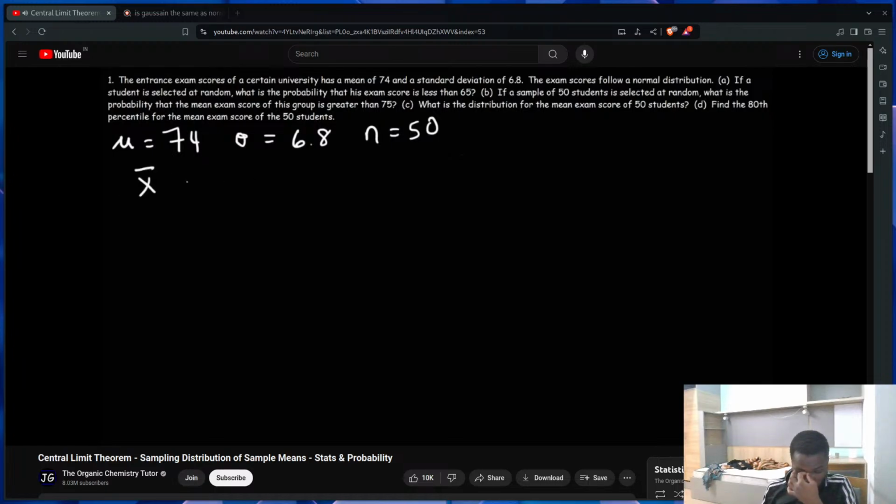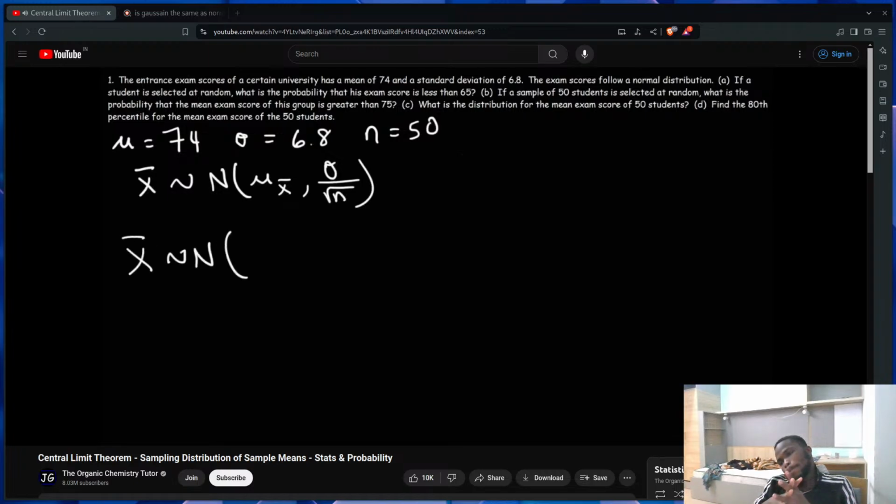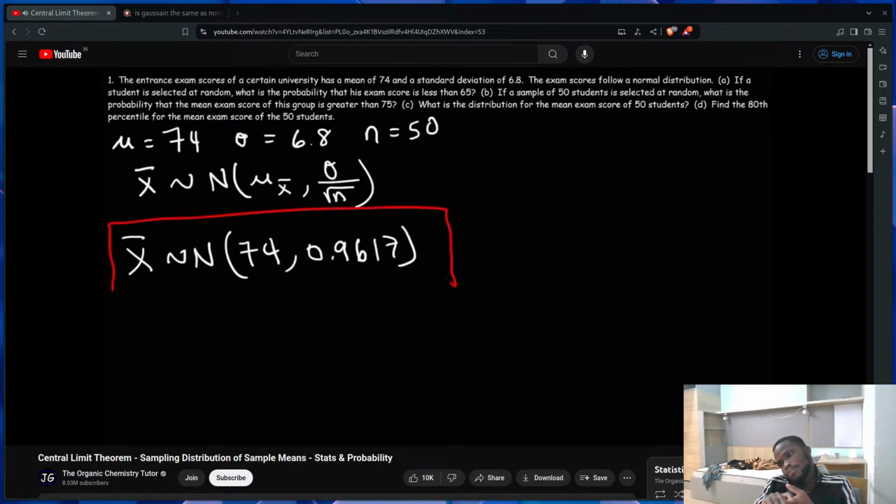So because we're dealing with the mean, it's going to be x bar. And it is a normal distribution. And then we need to write the mean. And we also need to write the standard error, which is going to be sigma divided by the square root of n. So now, let's replace the mean. It's the mean of the sampling distribution, which is still going to be 74. And then sigma over square root of n, that's 6.8 divided by the square root of 50. And that is going to be 0.9617 if you round it. So that's how we can write the distribution for the mean exam scores of 50 students.